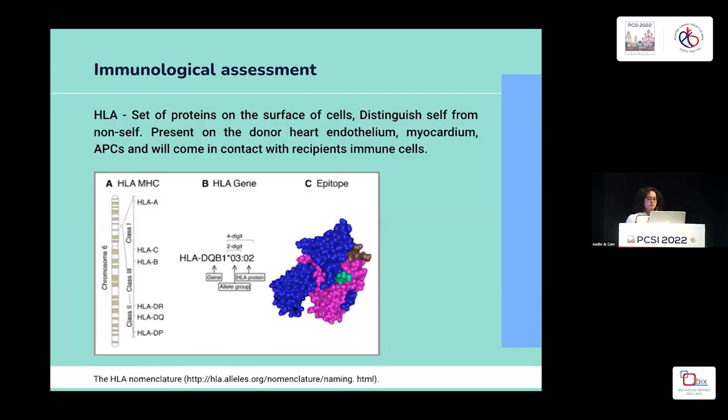Immunological assessment, so just the basics of HLA. HLA are a set of proteins which are present on all cells. They distinguish self from non-self, and they will be present on the donor heart endothelium, on the donor myocardium. They are encoded by a gene complex which is present on chromosome 6, which is further divided into 3 loci. And the nomenclature, there are beautiful papers which explain how to decode the HLAs. The numbers which follow the type of HLA gene usually indicate the allele group and the type of protein.